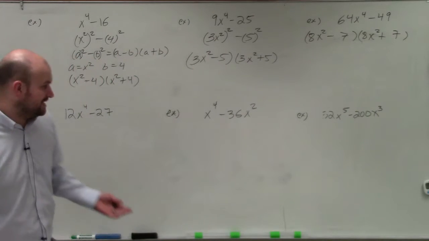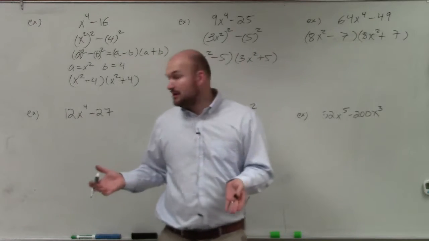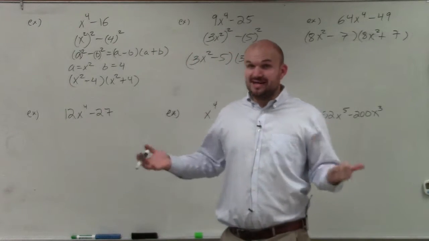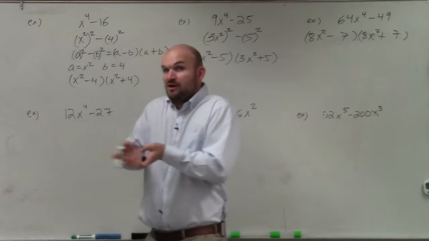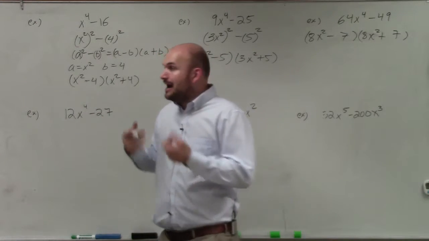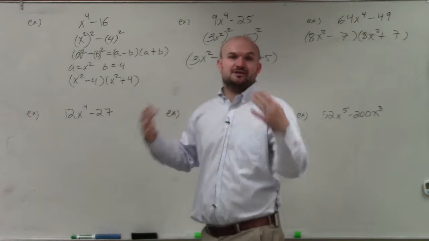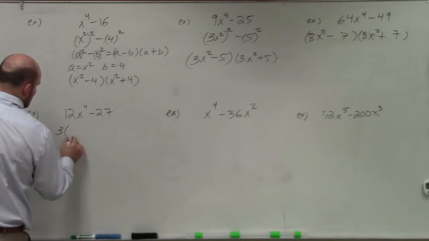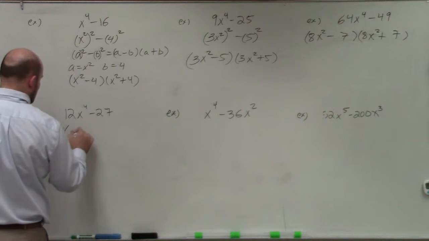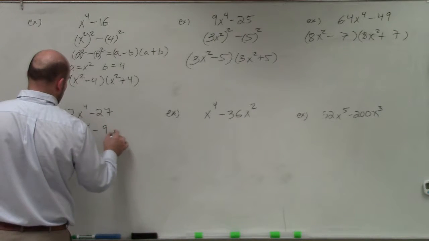Because what you can notice here is while I have x to the fourth, those are squared, but the values I have in them are not squared. These are not squared terms. 12, I can't rewrite as a number squared. It's not a square number. However, I want to see, can I factor out a common factor? Between 12 and 27, I realize that 3 is a common factor. So if I factor out 3, I'm left with 4x to the fourth minus 9.